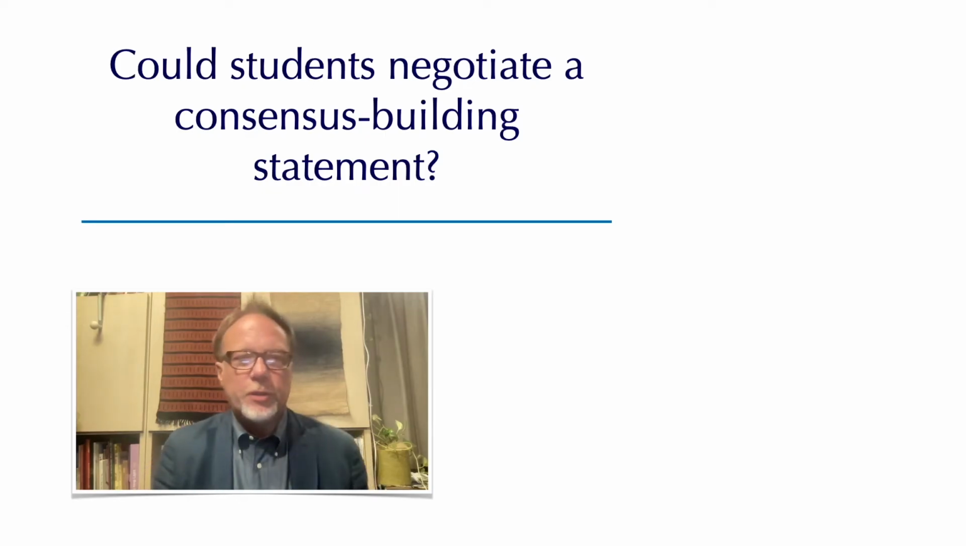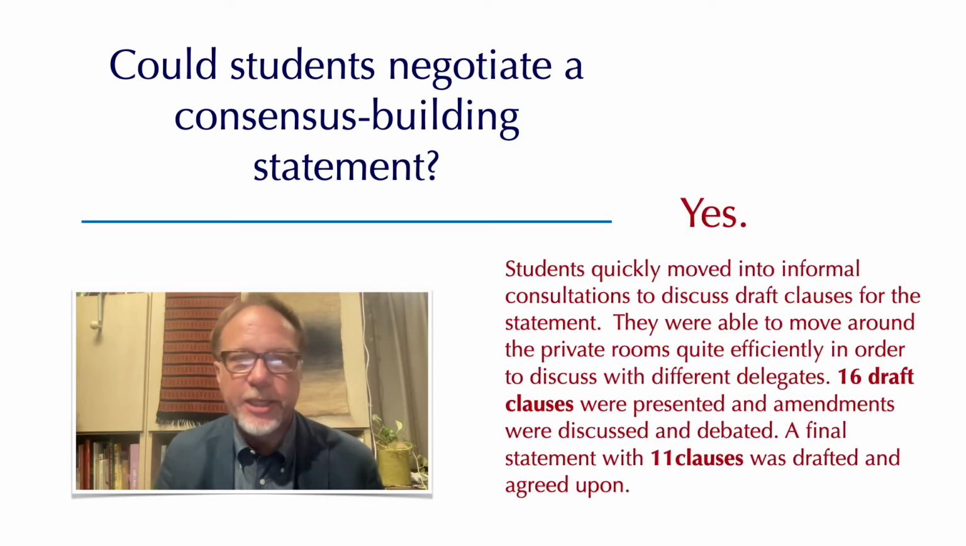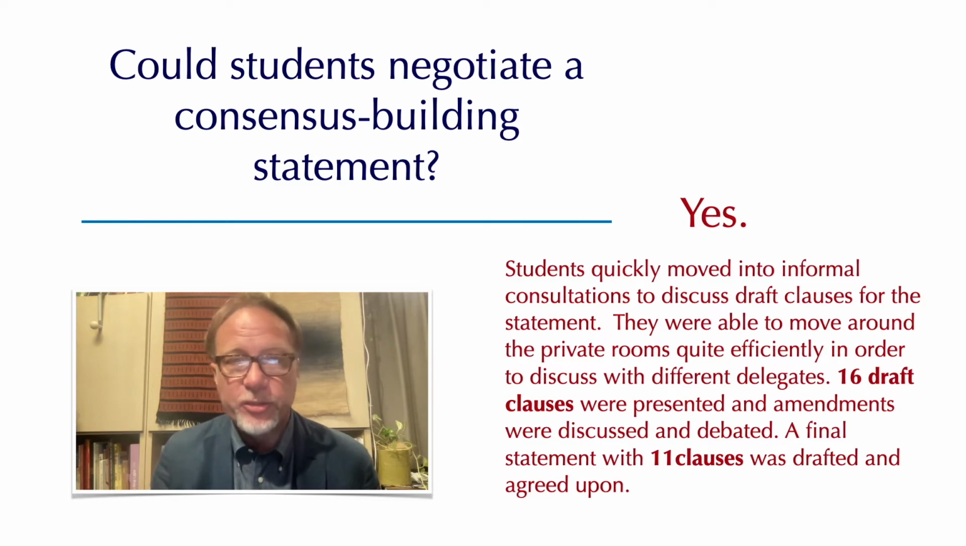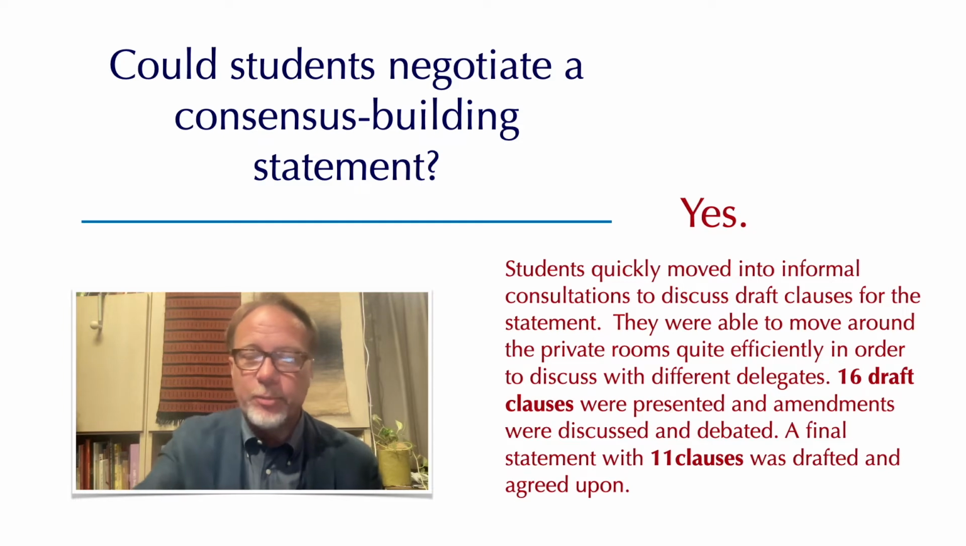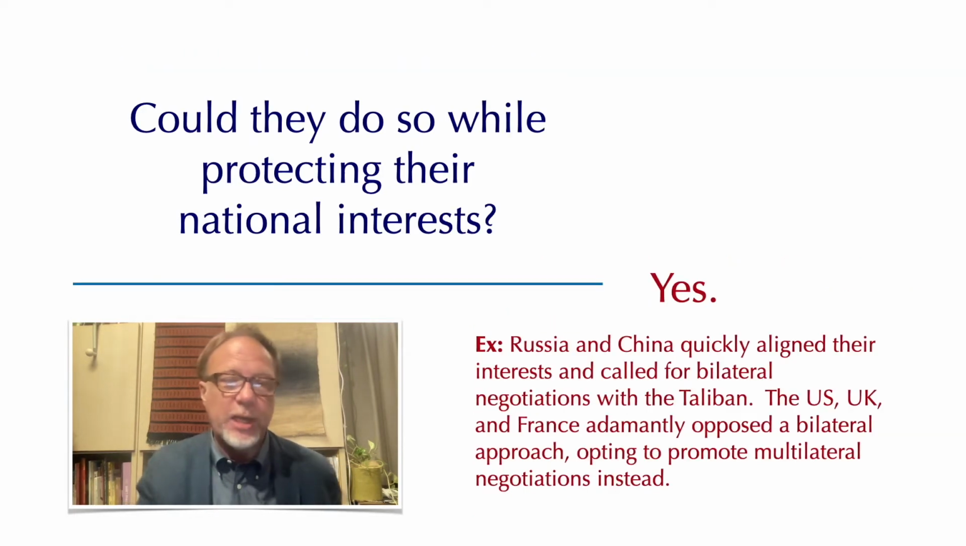So, could students negotiate a consensus building statement? Well, yes, they quickly went about moving around the chambers into the public spaces as well as the private meeting rooms. They proposed 16 draft clauses to the statement, and through negotiating with each other, they were able to whittle that down to 11 clauses, which were drafted and then agreed upon later on. Could they do so while protecting their national interests? Well, I think so.